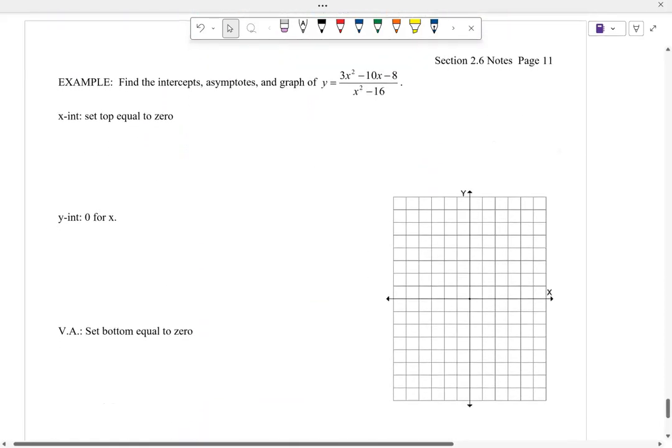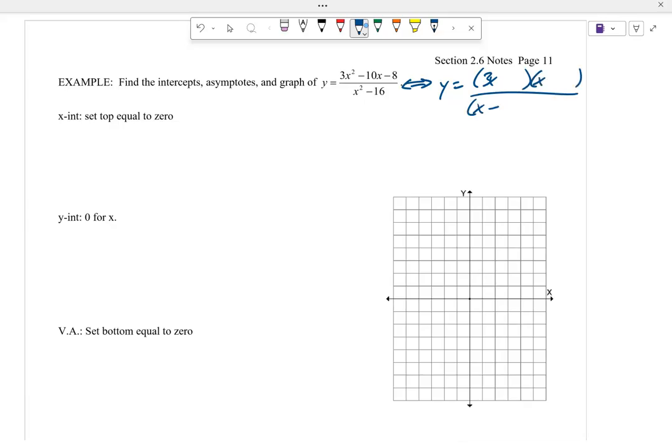And finally, that brings us to our last example here. We've got 3x squared minus 10x minus 8 over x squared minus 16. We'll go ahead and factor that first. 3x and x. At the bottom, I got a difference of squares, so that's 4 and minus 4. So notice I have two factors that cancel. See those x minus 4s?